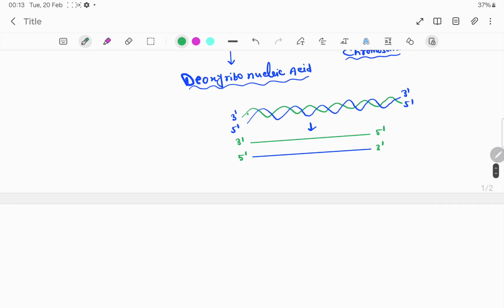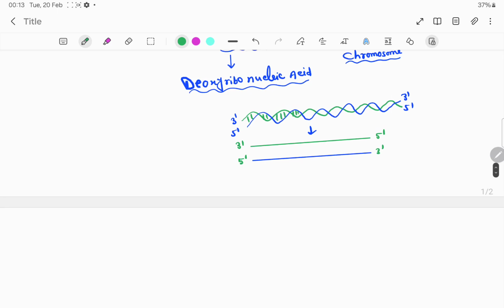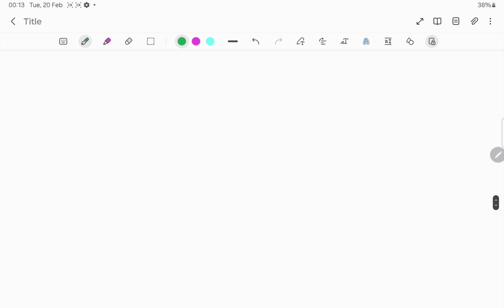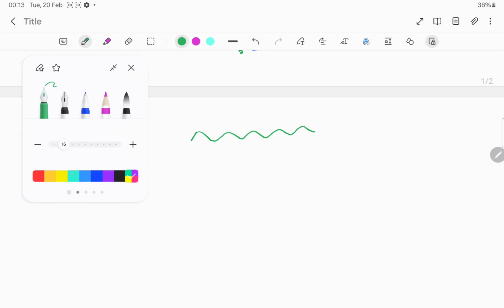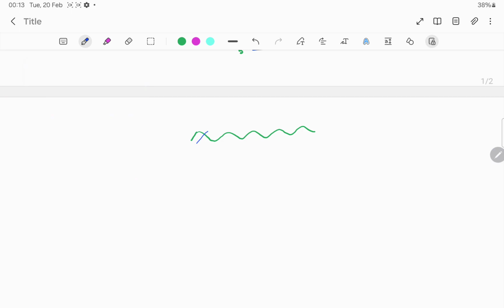And we'll find some bonds there. These are actually hydrogen bonds. Now why am I discussing this DNA? Because let me draw it again. So this is the DNA.